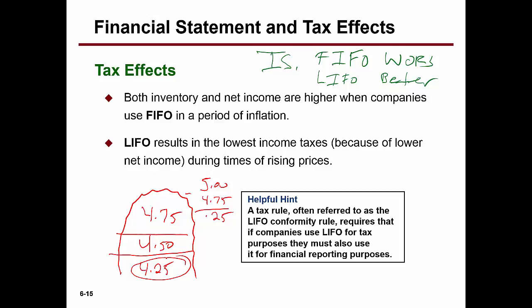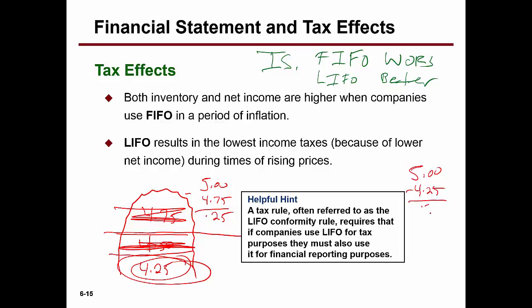So eventually what's going to happen? We're going to lower our inventory. We'll get rid of all of those. Now we're down to just these that are left, aren't we? And so now, boom, $5 minus $4.25. Don't I look like a genius? I look like a genius.